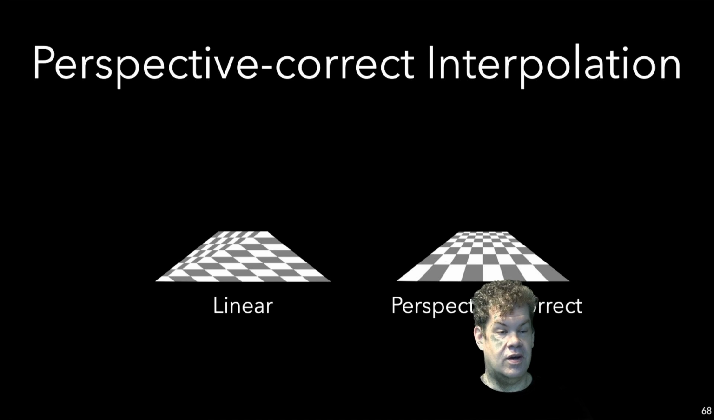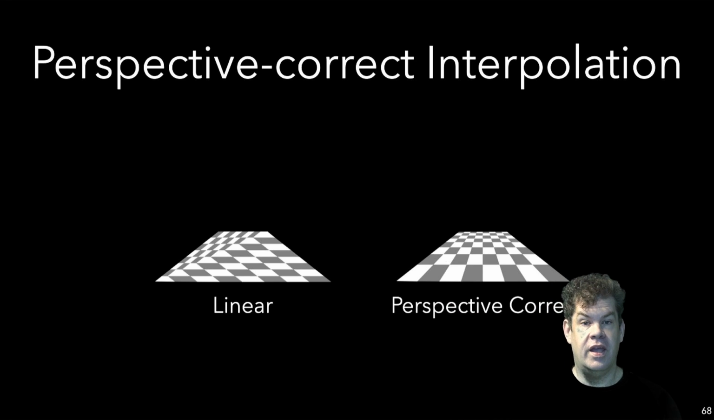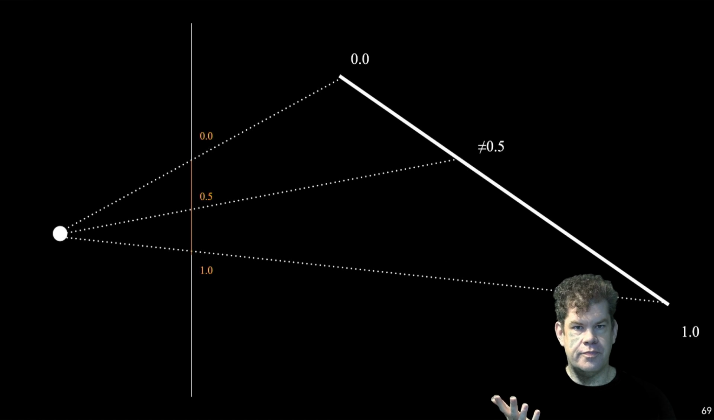So what's wrong here? Why does the interpolation that we've used all along result in texture coordinates that are not uniformly distributed, which then leads to a non-uniform distribution of the texture color values? Something is wrong here. So let's look at what's wrong.